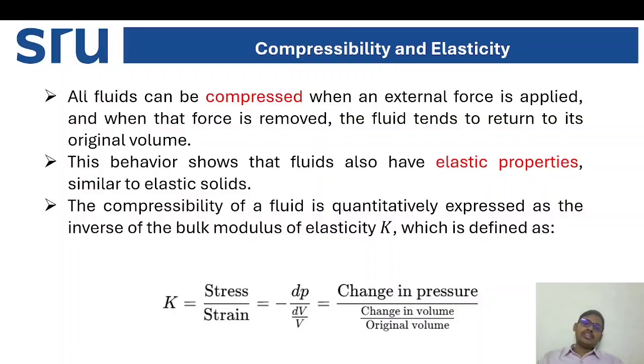The compressibility of a fluid is quantitatively expressed as the inverse of the bulk modulus of elasticity K, which is defined as K equal to stress by strain, that is K equal to dP by dV by V. That is, the change in pressure with respect to the change in volume over the original volume. The changes happen with respect to the pressure because of compression.